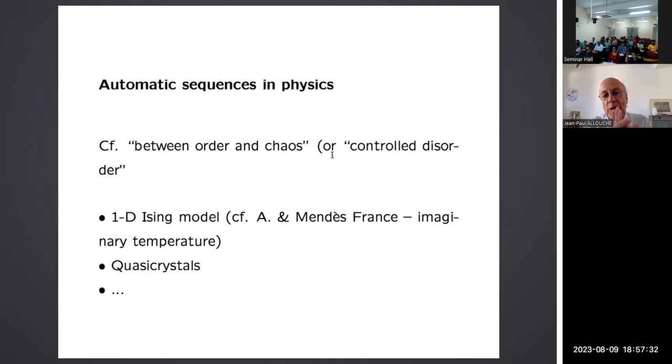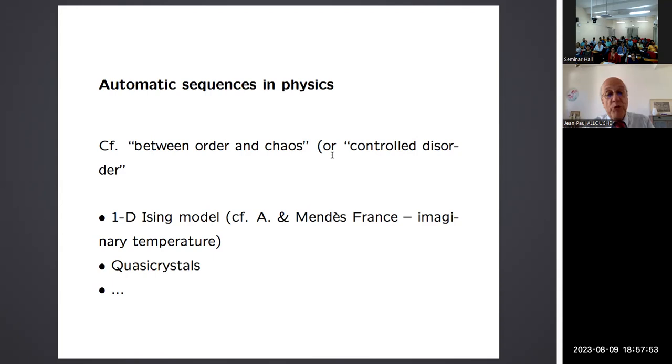And some people describe this as being a controlled disorder. An automatic sequence which is not periodic is disordered, but not that much, and you have a sort of control on it. And so that's the reason why it can be used in math for things that are somehow at the limit between, let's say, order and chaos, as I wrote. Same thing for computer science, same thing for physics.